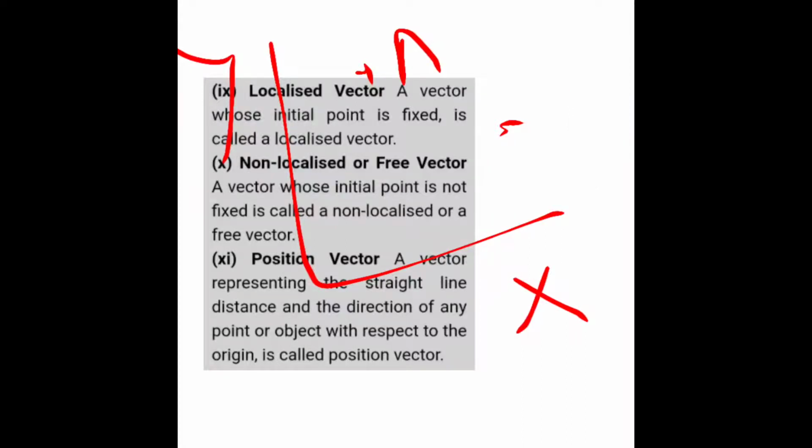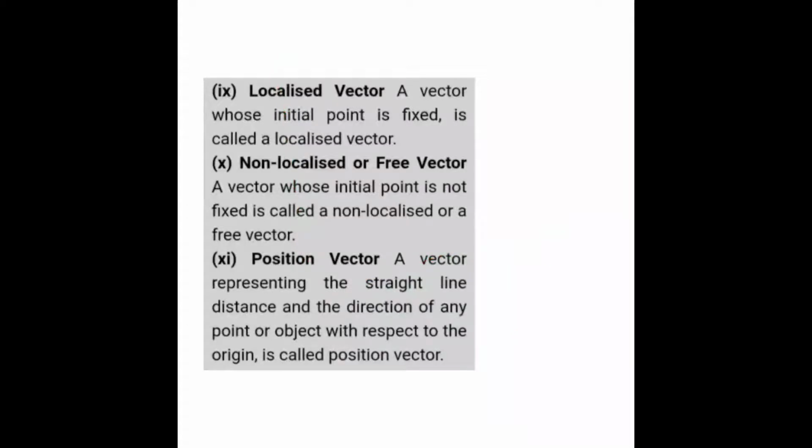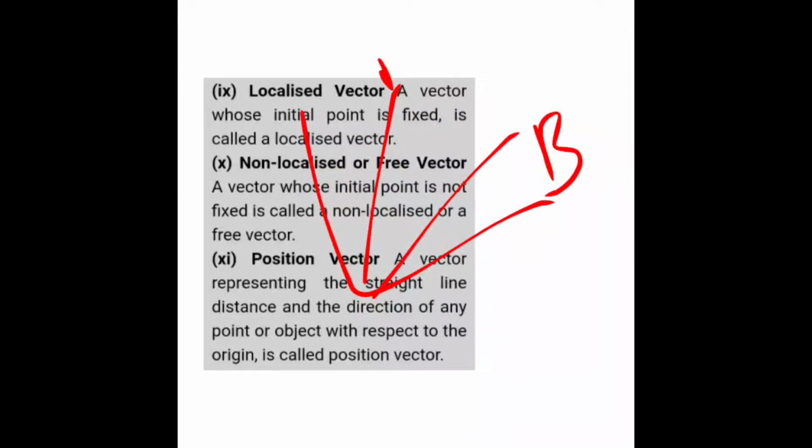So here in the notes you see: a vector representing the straight line distance and direction of any point or object with respect to the origin is called a position vector. So in any plane x and y, we can specify the position of two points, like this is position B, this is position A and this is O, so OA and OB are the position vectors. By OA we can specify point A, and by the OB position vector we can specify the particle which is at point B.